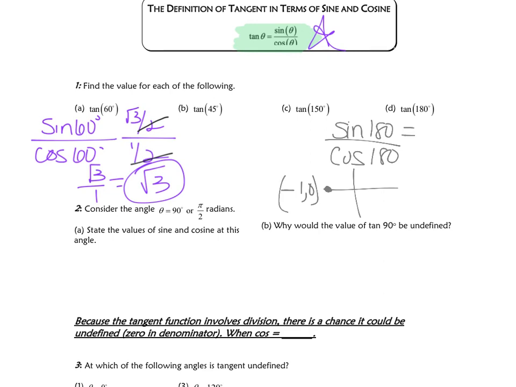So what is the sine of 180, or what's the y value? It's 0. What's the cosine of 180? It's -1. What is 0 divided by -1? 0. So that is the answer there. Little reminder that you can divide into 0, but you cannot divide by 0. So you can have 0 on the top, not on the bottom.